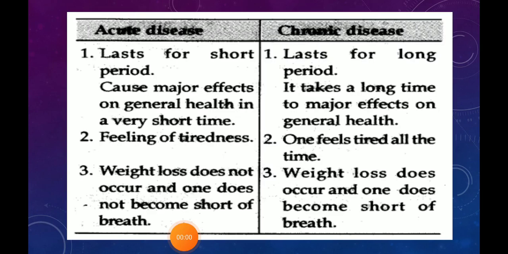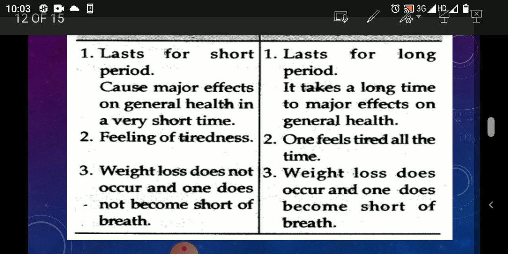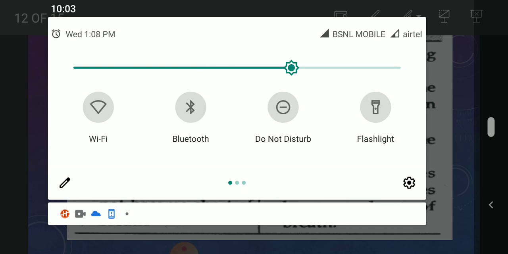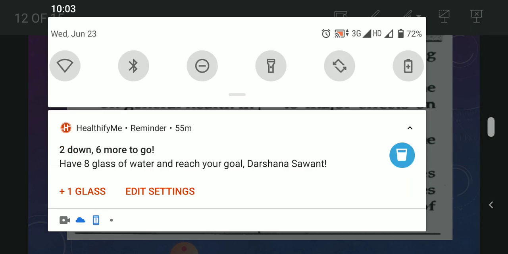Good morning, children. We have learned already about acute diseases and chronic diseases. Many of you have sent me homework also, and many of them have not yet started doing their work. Okay, so let's begin with our disease lesson.